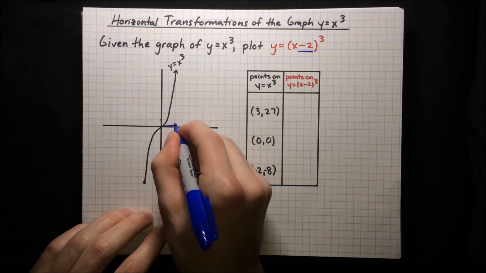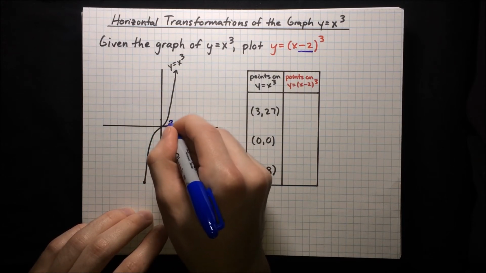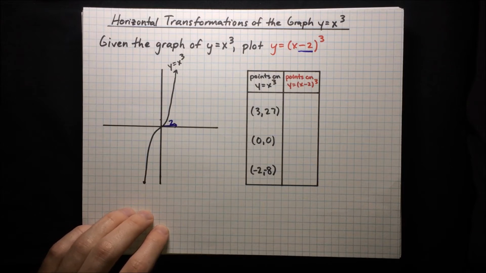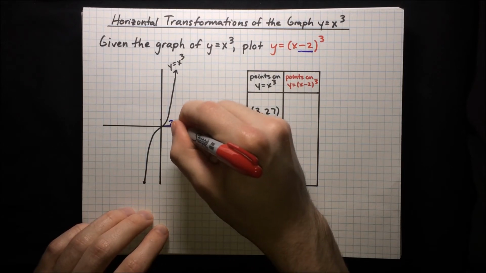So every point shifts 2 units this way, and the graph ends up looking like this.